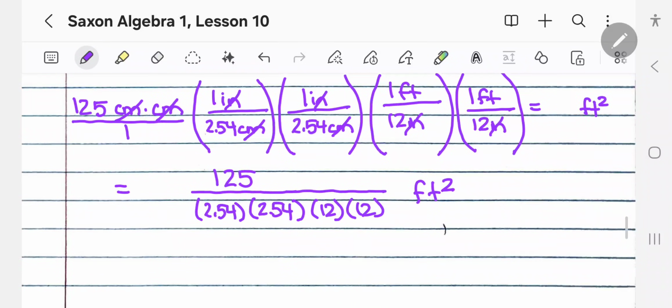Now, if you were going to find the answer with your calculator, you would need to find this value first, and then save that value or remember it or write it down, and then type in the 125 and divide by that value to get what it's approximately equal to.